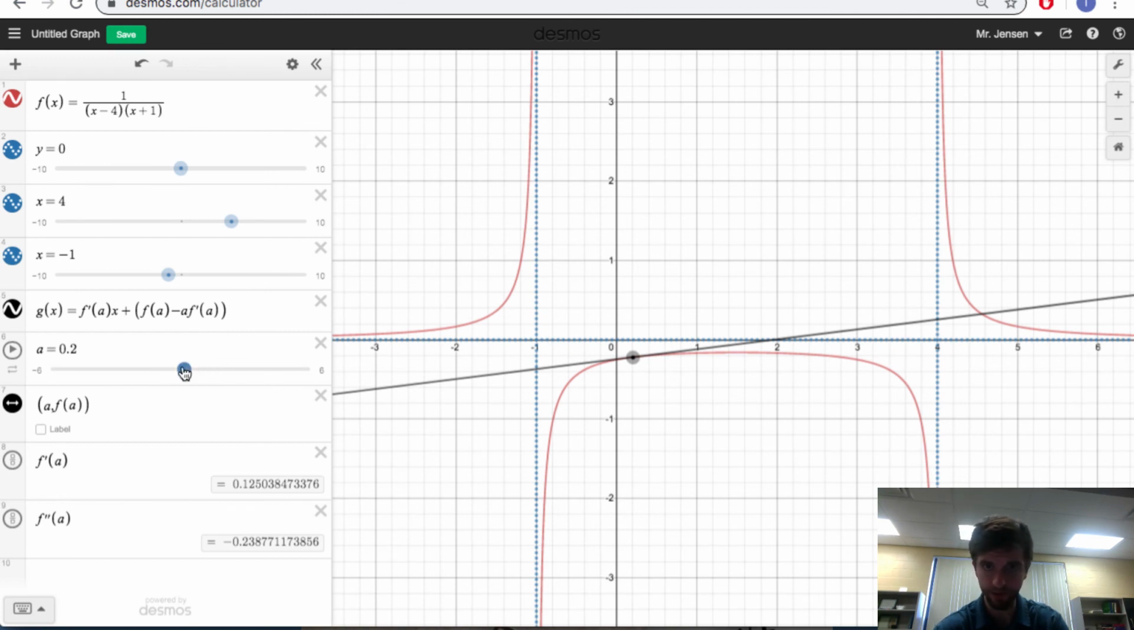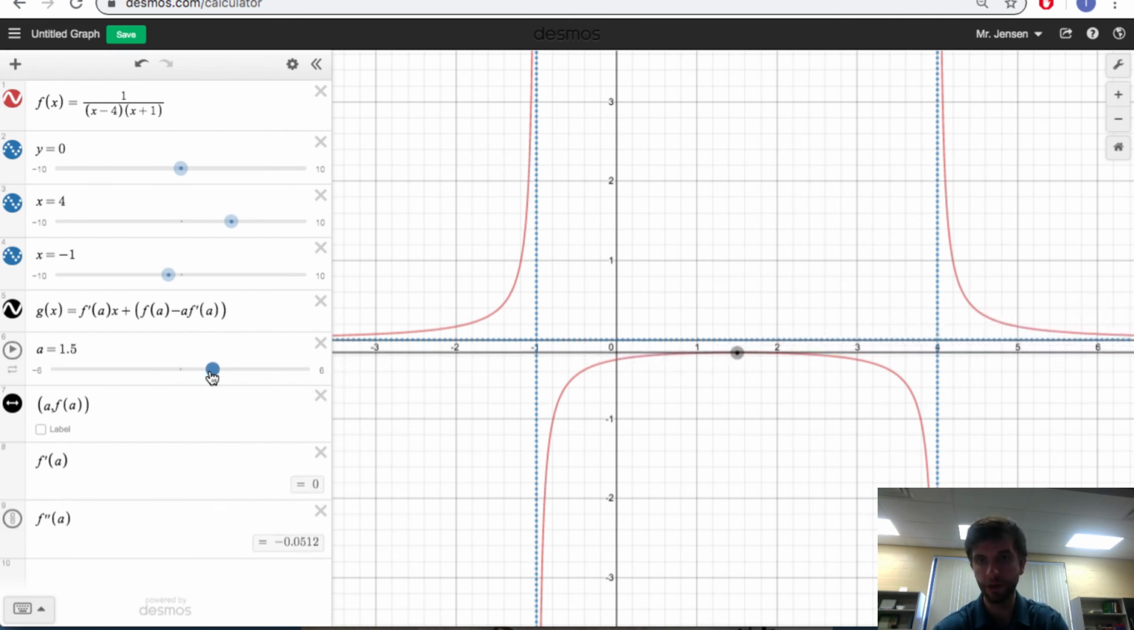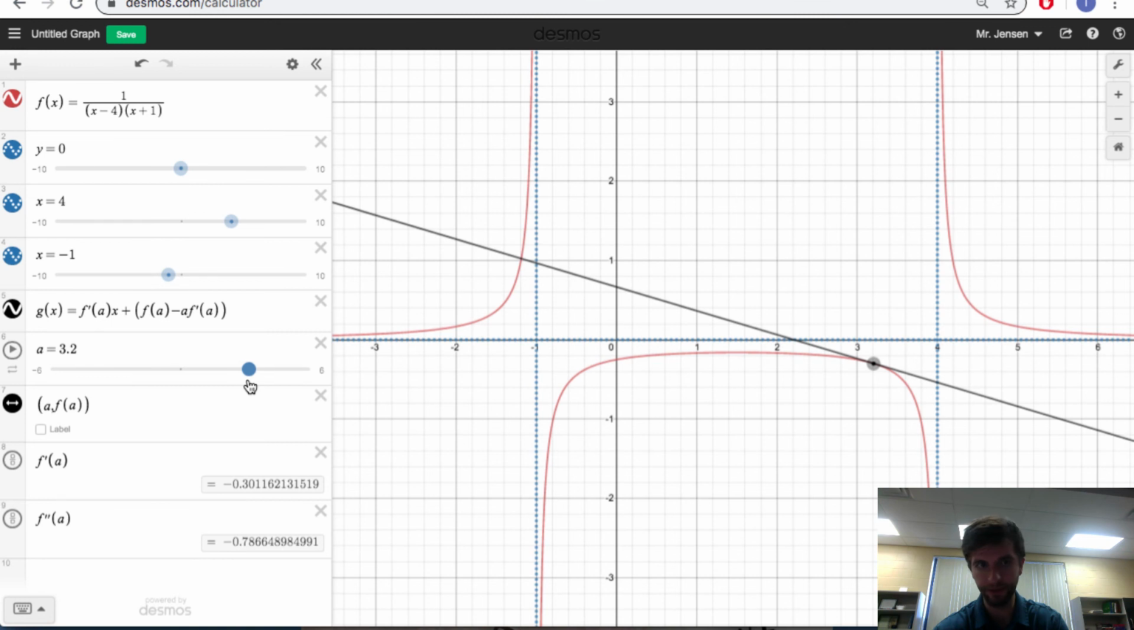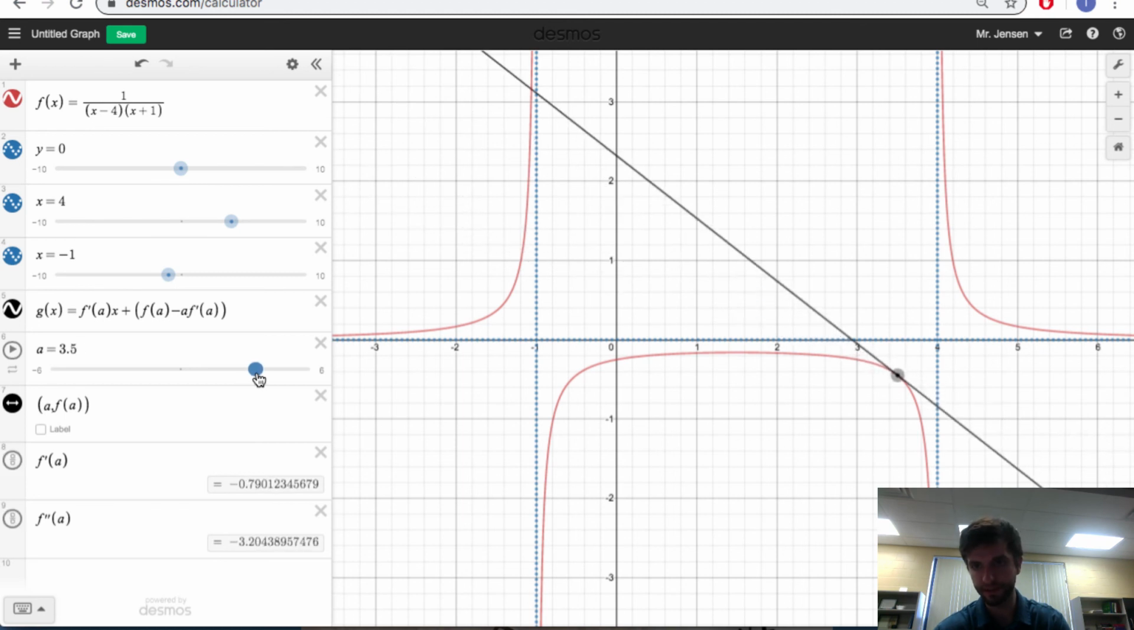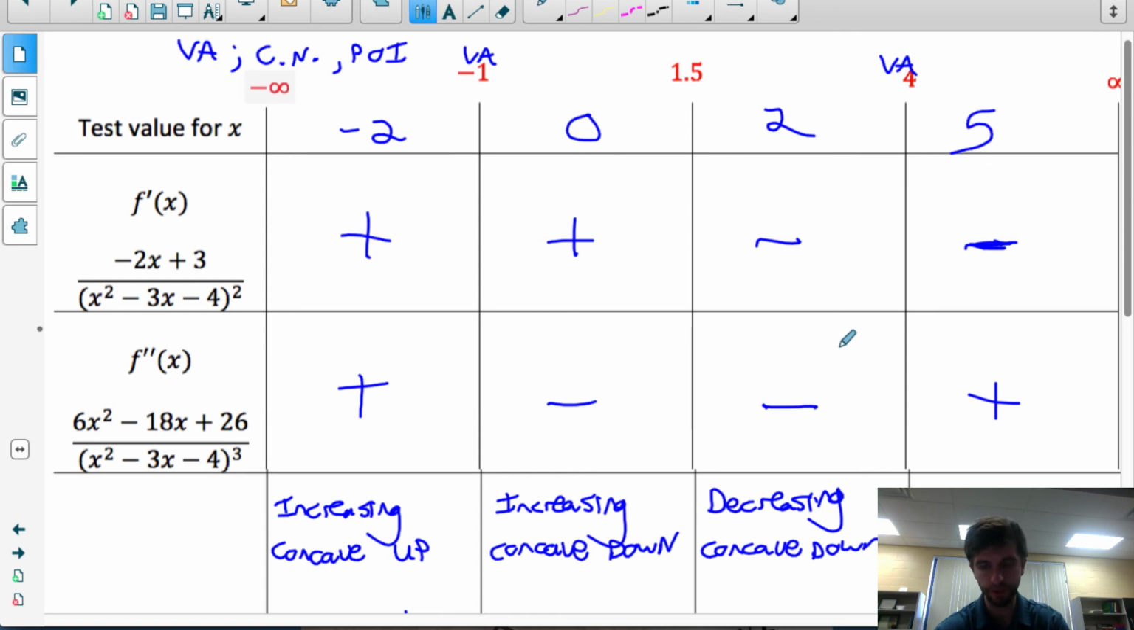In the next interval, from 1.5 to 4, notice all the tangent slopes are negative. That's why the first derivative is negative, right, because they tell you the tangent slope. And those negative tangent slopes are decreasing, which is why the second derivative is negative. So we have a decreasing function that is concave down, right? The original function is decreasing, and it's concave down.